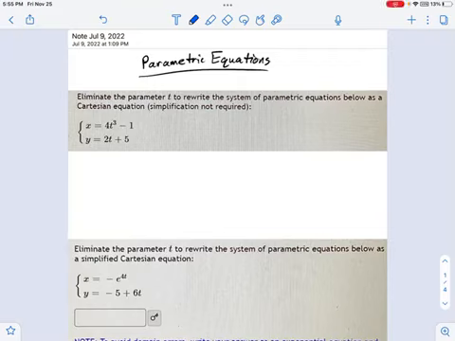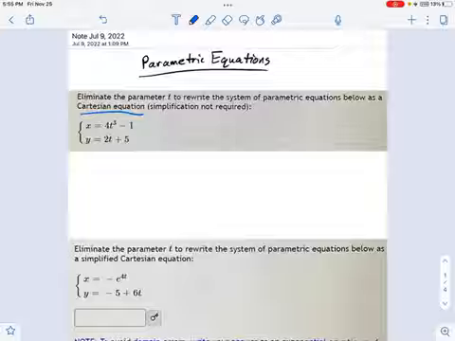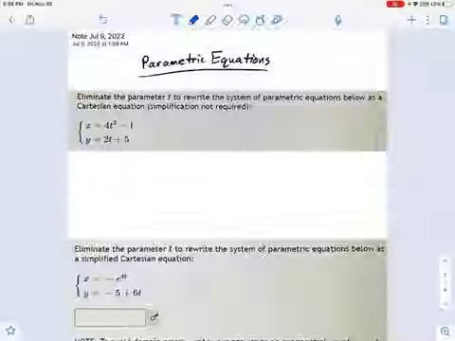Here we're told to eliminate the parameter t, to rewrite the system of parametric equations below as a Cartesian equation. If you're getting hung up on what a Cartesian equation is, that's just something like y equals x squared plus blah, blah, blah, right? It's some equation that has y and x in it. And I don't care if y is on the left or x is on the left or whatever. We just need to eliminate the parameter t.